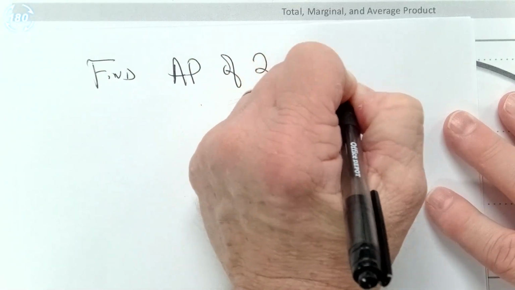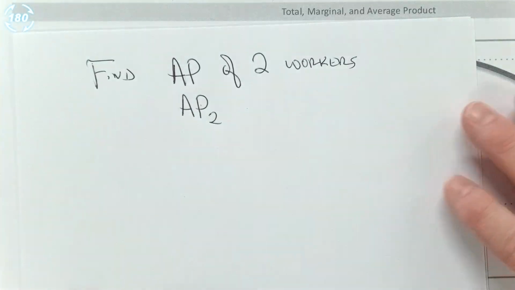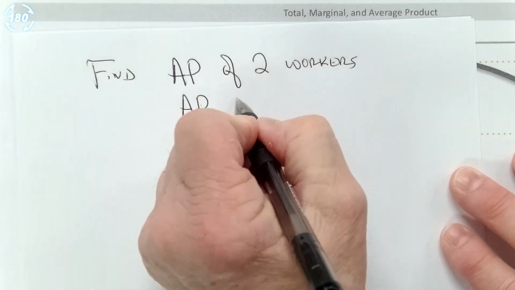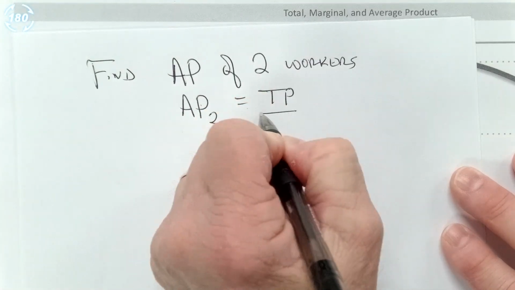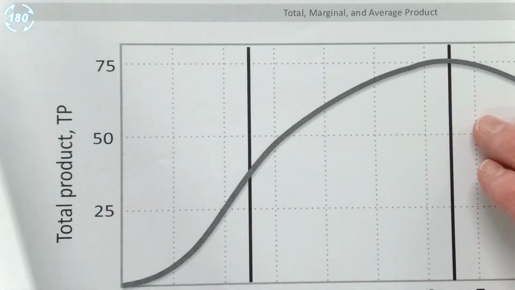Now I'm just going to use this notation here. Average product of 2 workers. Now this is the total product divided by the number of workers. Okay, so you take the total output and divide by the number of laborers, in this case 2, and that gives you an average.